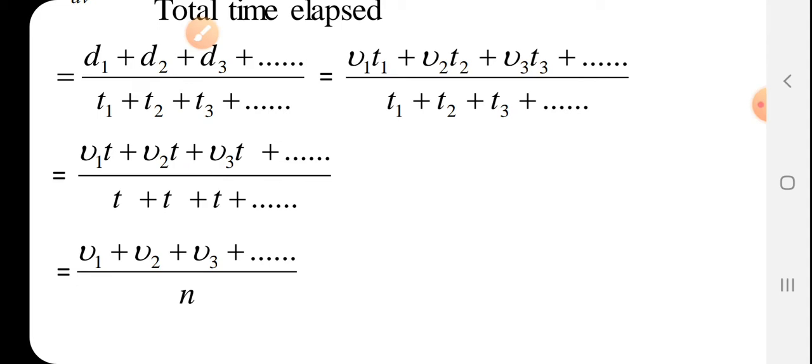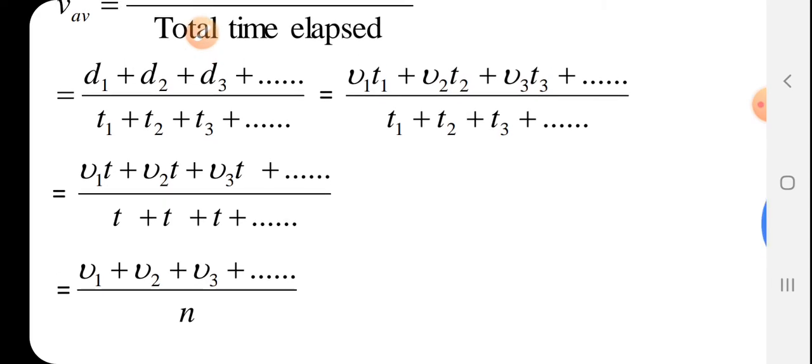If distance is not given to you, then we have to replace the value of distance by the general relation distance equals speed multiplied by time. So the value of d1 is equal to v1 t1, d2 equals v2 t2, d3 equals v3 t3, and the time is t1 plus t2 plus t3.